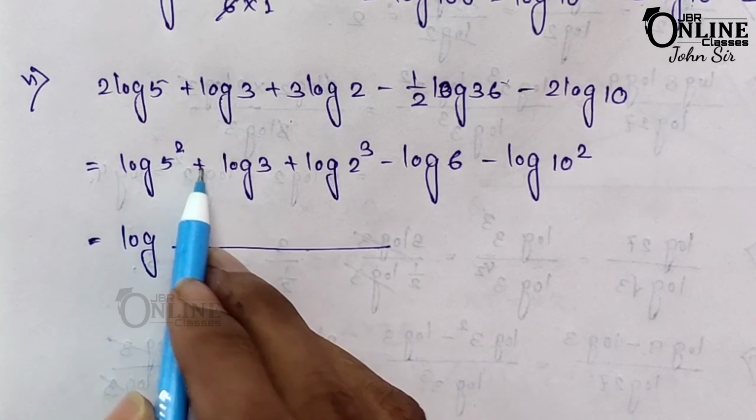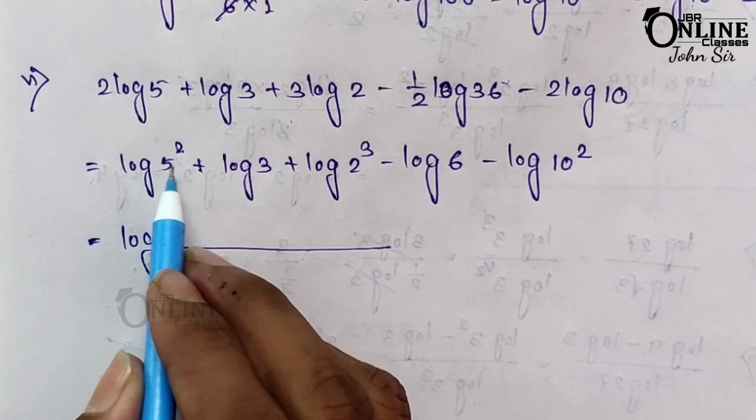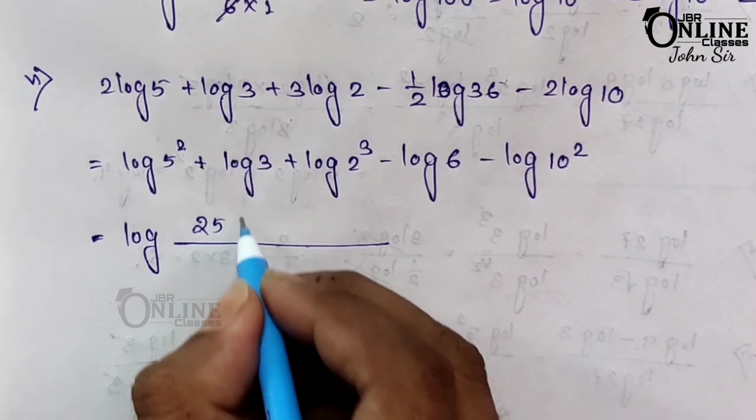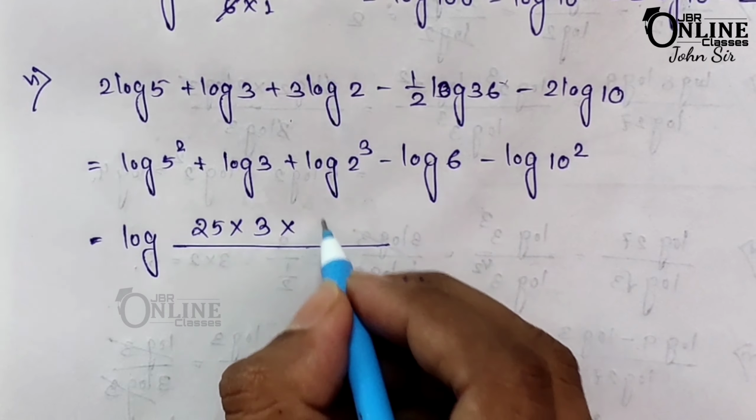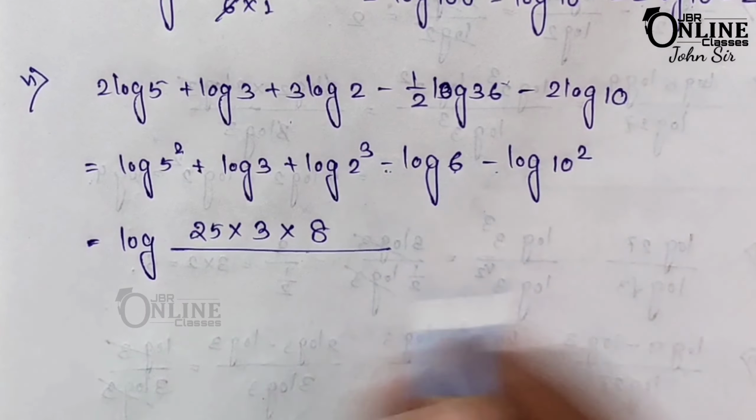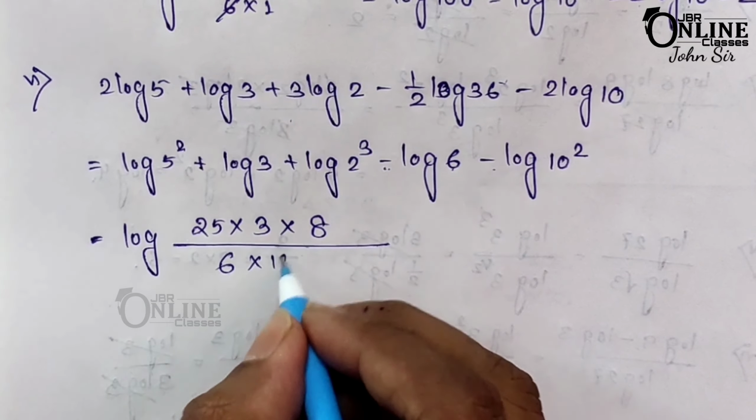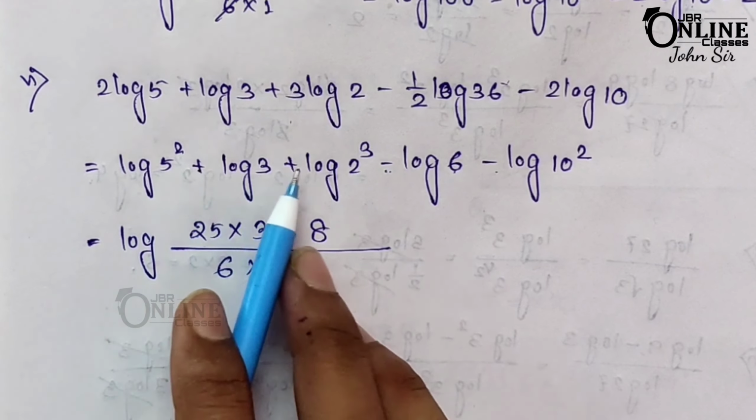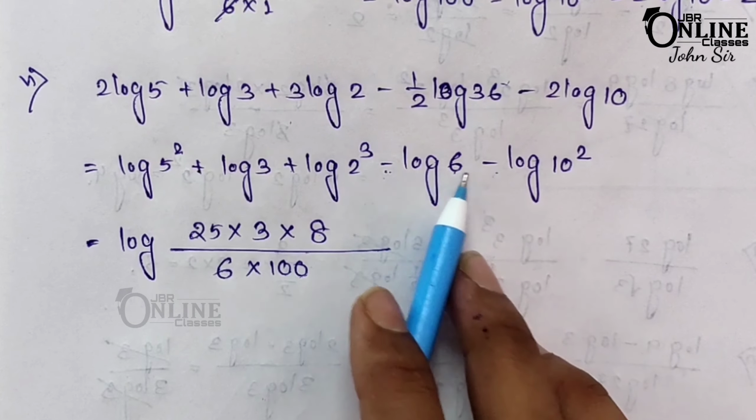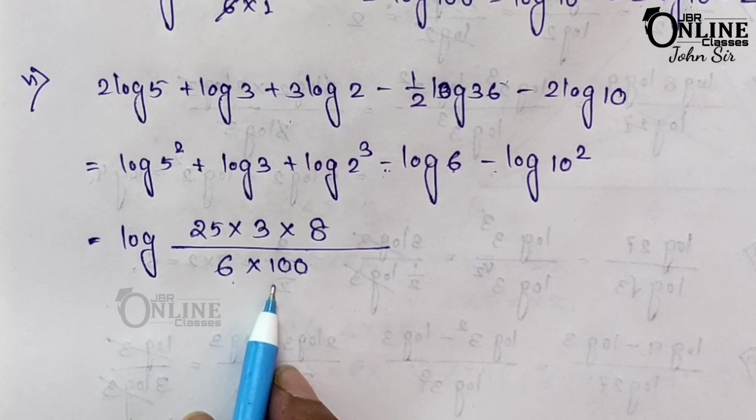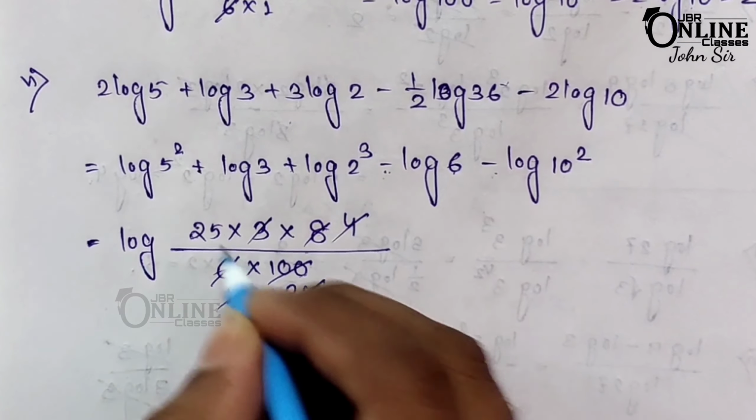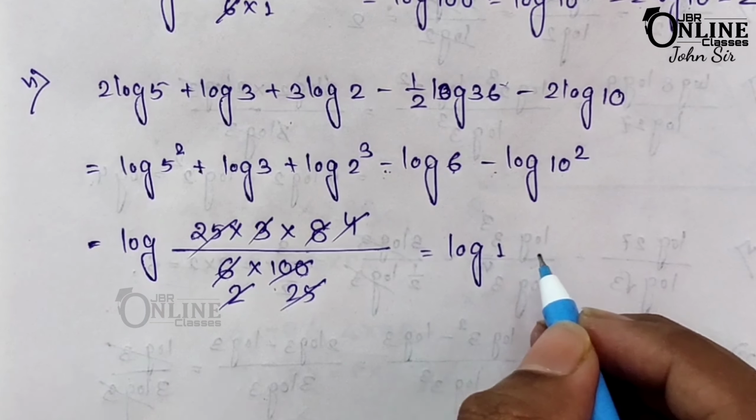Whenever there is a plus, you just multiply the numbers. Here 5 square, 3 and 2 to the power 3 are all plus, so 5 square means 25, then 3, and 2 to the power 3 means 8. As here minus log 6 and also minus log 10 square, so 6 will be here and 10 square means 100. When there is a plus, write it in the numerator with a multiplication sign, and when there is a minus, write the number in the denominator with a multiplication sign. So 25 in the numerator and 25 in the denominator, that equals log 1.